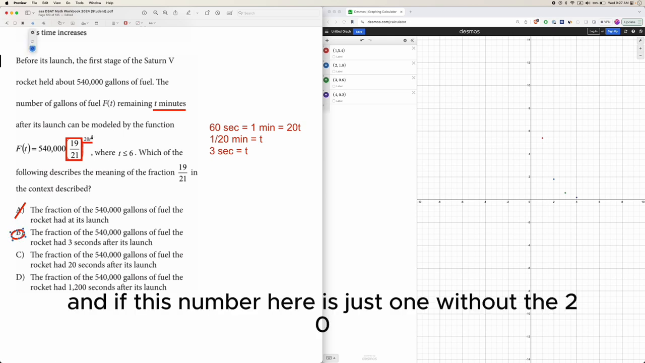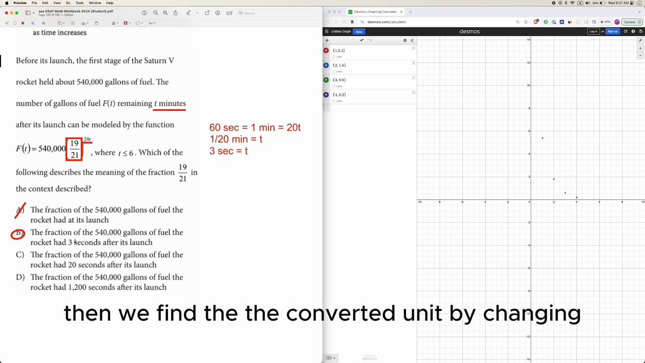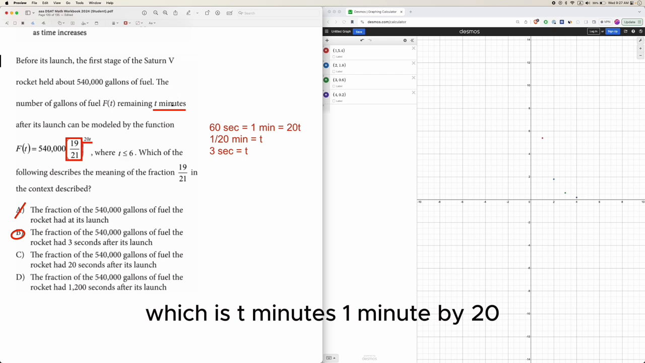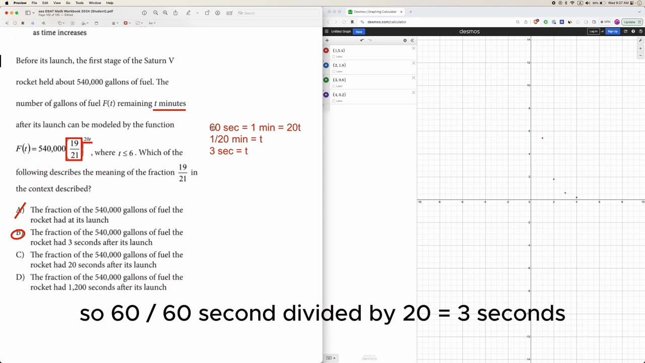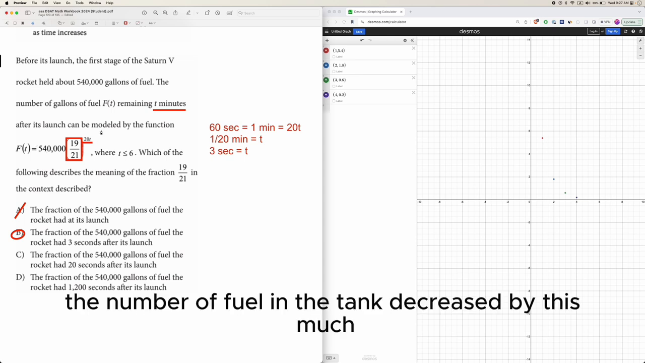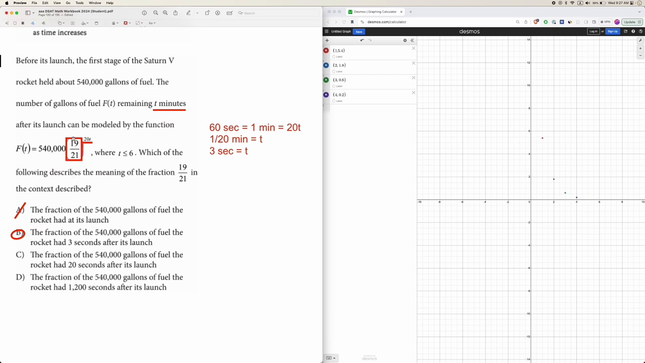And if this number here is just 1 without the 20, then it's the fraction of the gallons of fuel in the rocket t minutes after its launch. But because there's 20t, we find the converted unit by dividing the unit, 1 minute, by 20. So 60 seconds divided by 20 equals 3 seconds. So every 3 seconds, the amount of fuel in the tank decreases by this much. And then after another 3 seconds, it decreases by a fraction, 19 over 21 of this much.